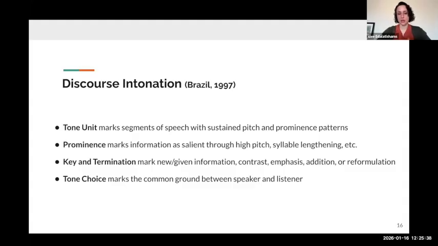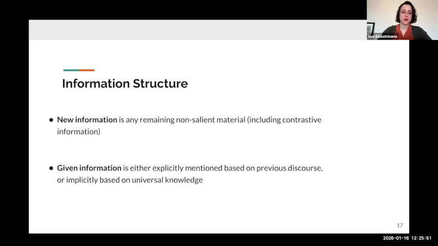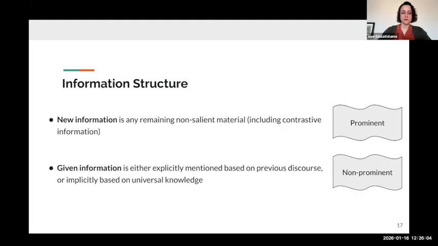Usually we refer to it as rising, falling, and level tones. In this corpus, we specifically focus on tone units and prominence. There are no annotations for key, termination, or tone choice. And as you know, prominence interacts with information structure, where new information is marked salient, or contrastive information as well. And given information, old information, which doesn't need to get the focus, is already mentioned in the previous discourse or implicitly mentioned based on universal knowledge. It is not marked as prominent.